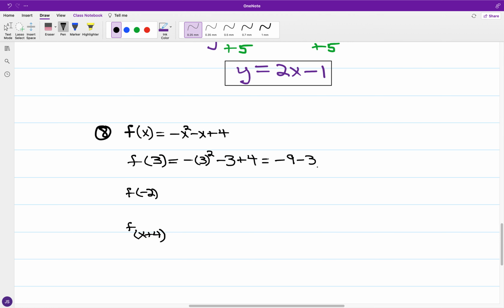Again, we have minus 3. Negative 9 minus 3 is negative 12. In turn, negative 12 plus 4 will be negative 8.